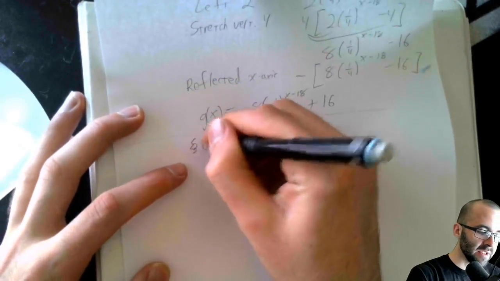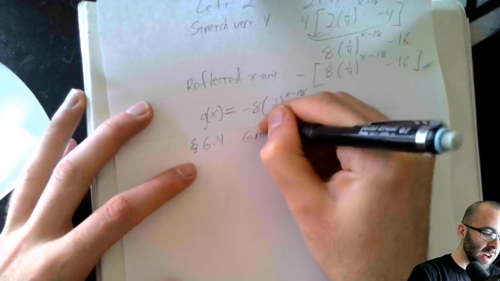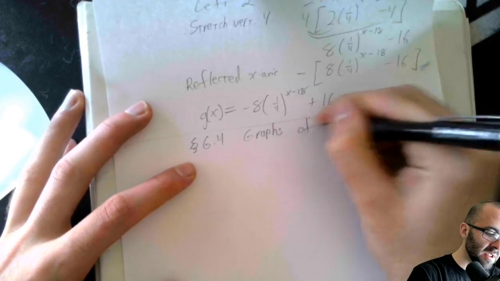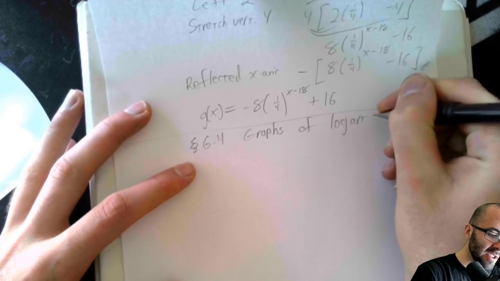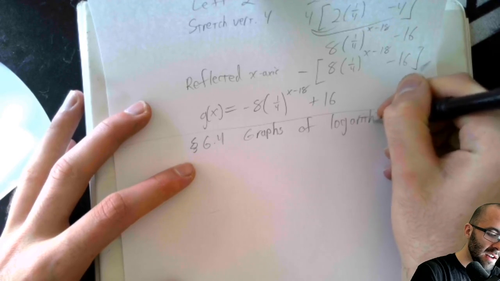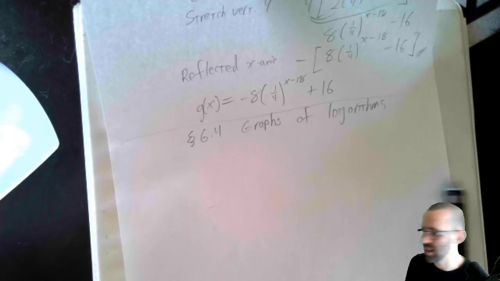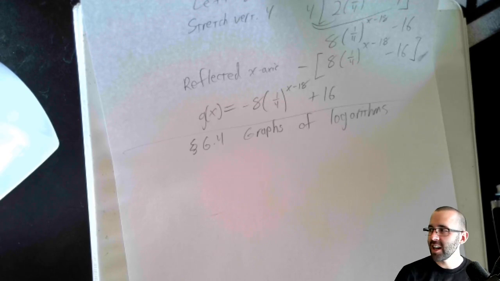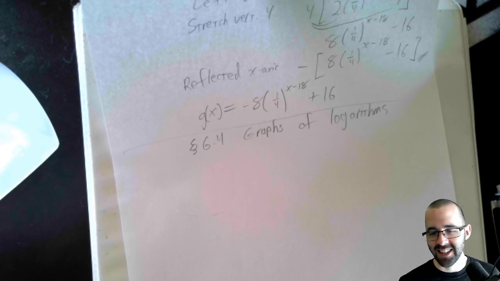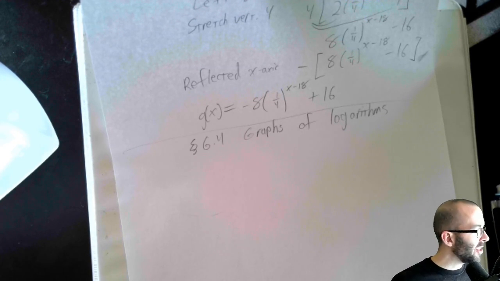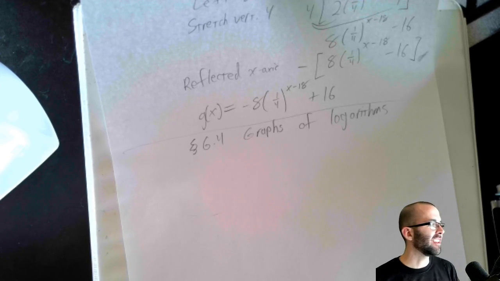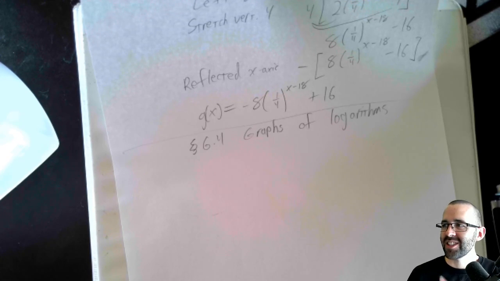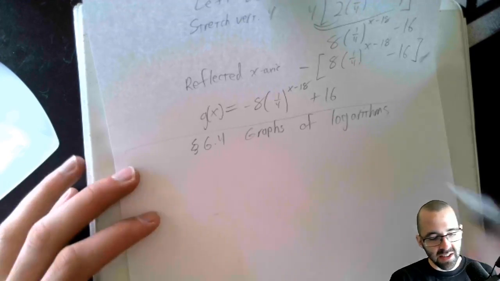We are going to talk about 6.4 today, which is graphs of logarithms. And this section is a little tricky. All right, I would not say this is an easy section. Okay, and now I know you guys think I'm a liar, so maybe you think that this is actually an easy section, in which case that's great. All right, but it's a little tricky.